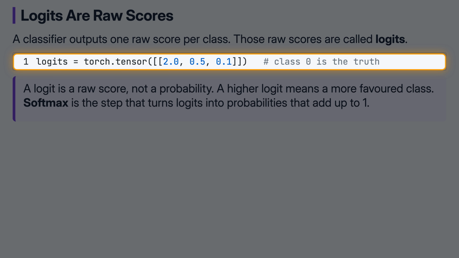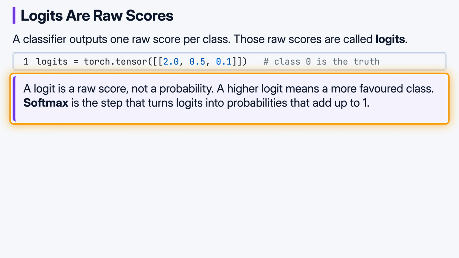A classifier gives one raw score per class. This model outputs tensor [2, 0.5, 0.1], 3 scores for 3 classes. Those raw scores have a name, logits. Class 0 with the 2 is the true answer. A logit is a raw score, not a probability. A higher logit just means a more favored class, so class 0 is winning. The step that turns logits into real probabilities that add up to 1 is called softmax.